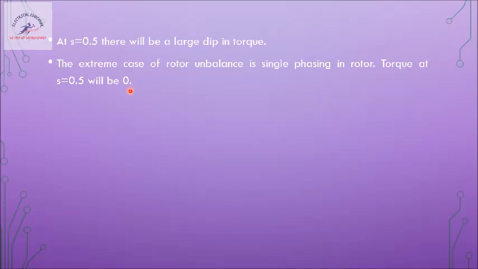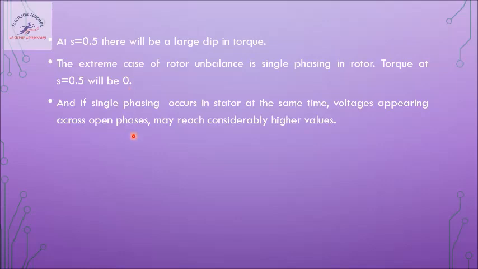Now at the same time, if single phasing also occurs in the stator, the single phasing of stator voltages we discussed in the previous video, if that single phasing on the stator side and single phasing on the rotor side occur at the same time, the voltages appearing across these spaces may reach considerably high values, and this will lead to deformation of the rotor, and thus create problems for the rotor circuits. So this is about operation with unbalanced rotor impedances.